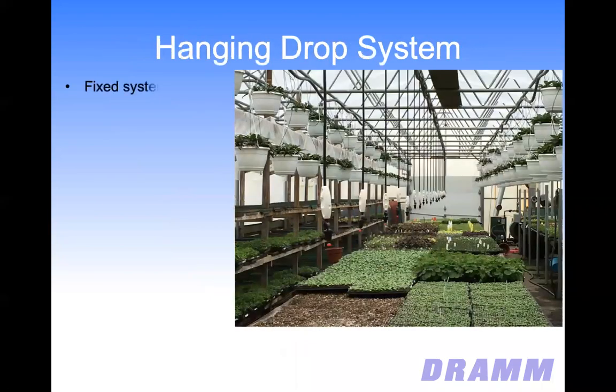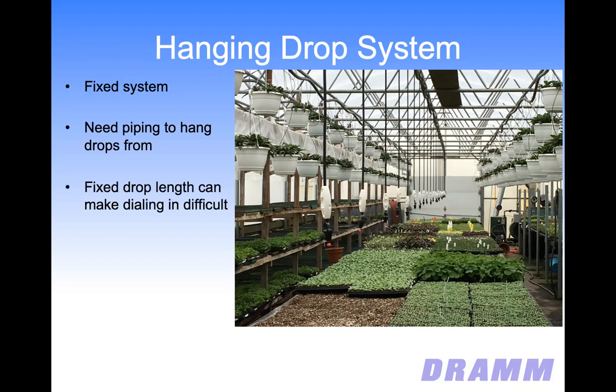Kind of running through the benefits of individual systems. The hanging drop system, probably the most popular and the most economical. It's a fixed system. You're basically hanging it from a pipe and using the appropriate length drop to get to where you need to get the proper coverage. That fixed drop length can be a little bit difficult to dial in exactly how far or what pattern you're creating on a bench or on a floor.